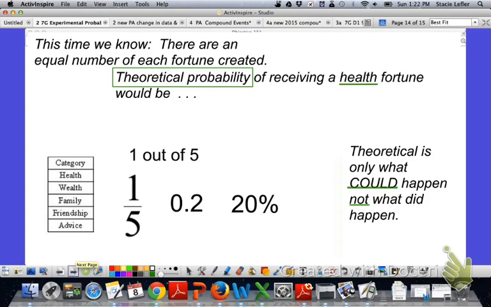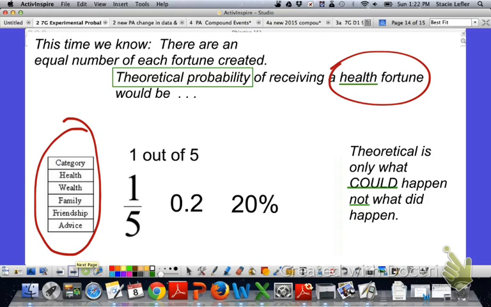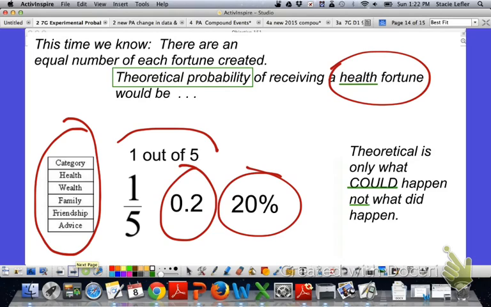Now think about how this compares to theoretical. Let's say that there's an equal number of each fortune created at the factory in those categories, those 5. To receive a health fortune, it would be 1 out of 5, which is 2/10 or 20%. Remember, theoretical is different than experimental. Theoretical is only what could happen, not what actually did happen.